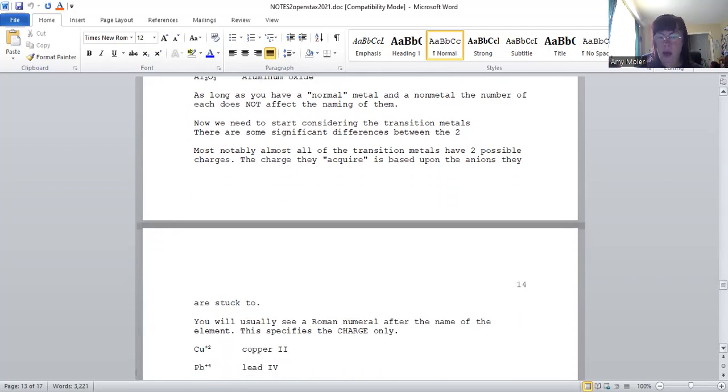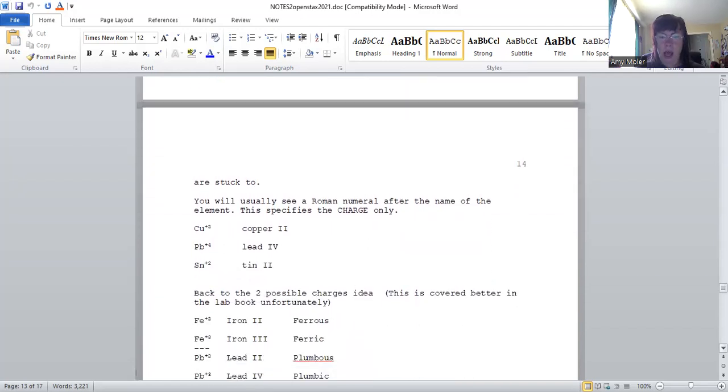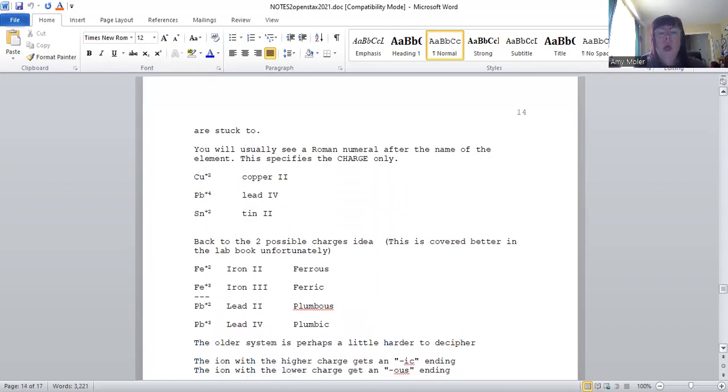All right, now we're going to head on over to the transition metal idea. Pretty much all the transitions have an either-or thing going on. We are mostly going to concentrate on what's called the stock system, but I also refer to it as the Roman numeral system. The Roman numeral indicates the charge. It does not tell you how many you have. It only tells you what the charge is because they are variable. So Cu+2, copper 2. Pb+4, lead 4. Sn+2, tin 2.